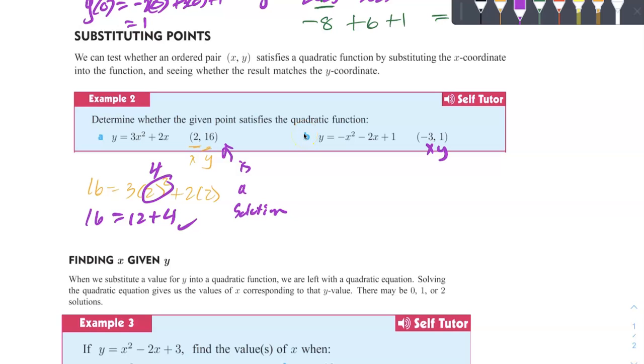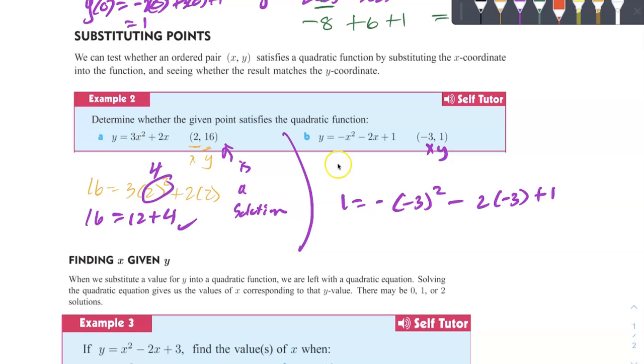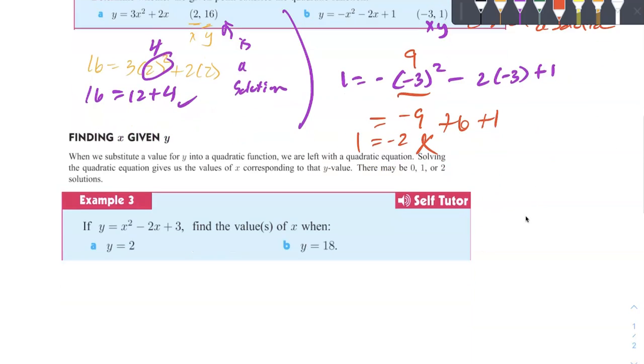I imagine if I do this one, it will not be, but why not just check? So I get 1 equals negative 3 squared minus 2 times negative 3 plus 1. Another thing you want to watch out for is right here. Remember, that negative is on the outside, so I do this squared first, and I get a positive 9. But there's still a negative on the outside, so I actually get a negative 9. These two together get to a positive 6, and a plus 1, and I get a negative 2. So that is not a true statement, so this is not a solution. Let's move on.